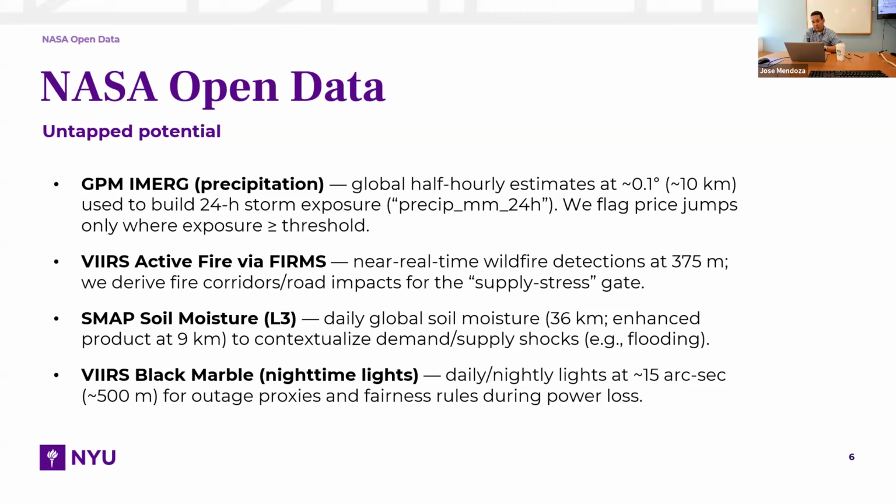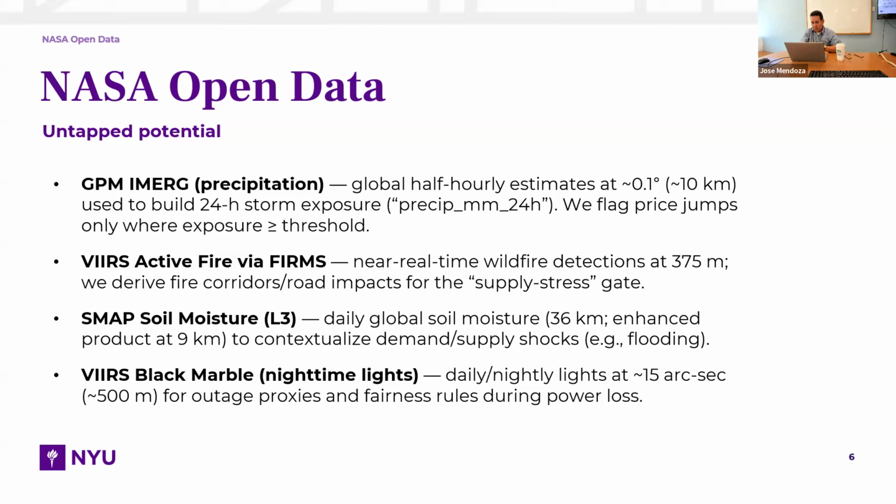Likewise, in the case of wildfire detection via active fire via FIRMS, we can also look for road closures to be able to predict what's called supply stress, meaning it's going to be very difficult for the trucks. It's going to be very difficult for the supply chains to supply the stores that are in the affected area.